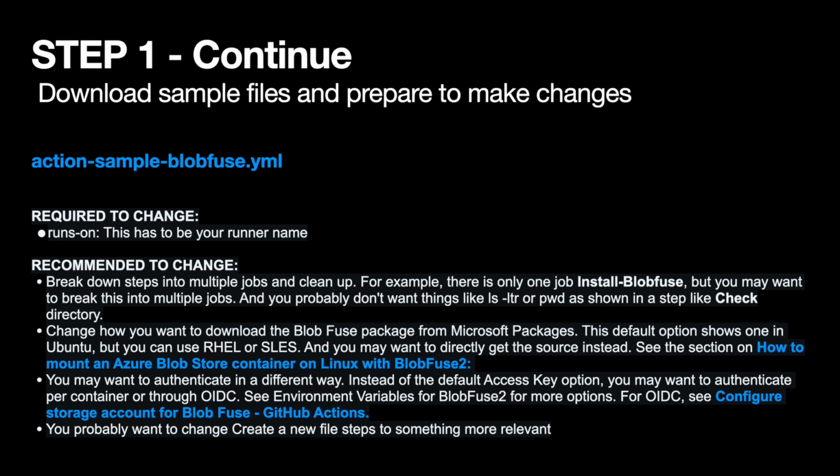And if you want to modify your files, let's start with the action file. This will give some suggestions on what you need to change. First, what is required to change is that you probably want to change the runner name. It can be a self-hosted runner, it can be your GitHub-hosted runner or a larger runner. So you probably want to change that and then make the required changes that follow along with that.